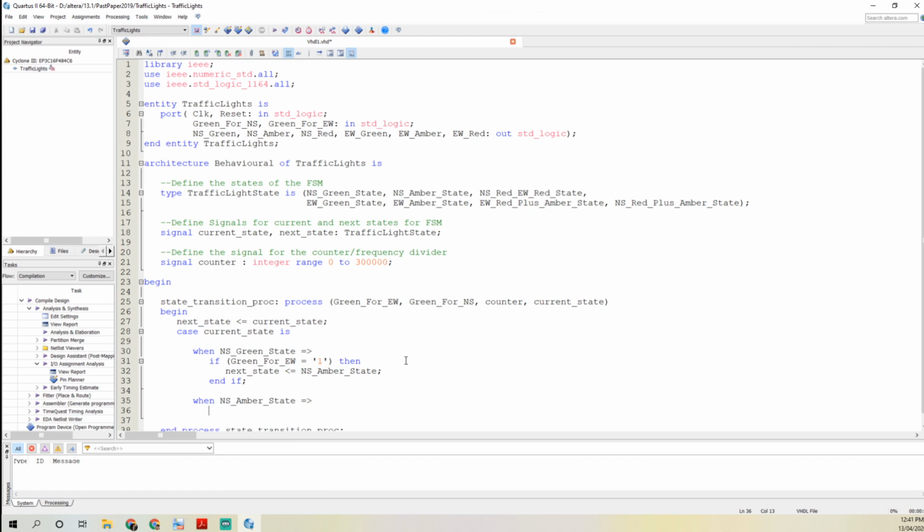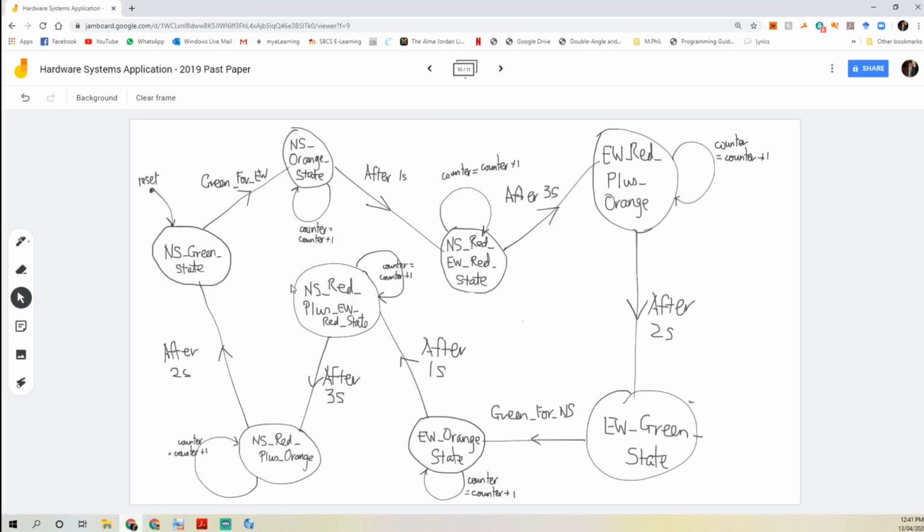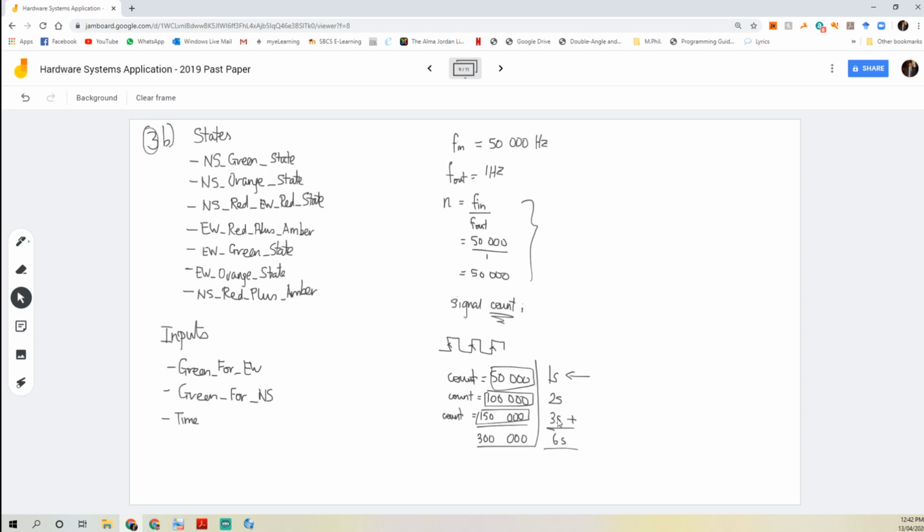Well, when I'm in the north-south amber state, in order to transition to the next process, I need to look at when 1 second has elapsed. In other words, I need to look at when the value of counter, which is being incremented in another process, is equal to some value that signifies that 1 second has elapsed. And when we were working this out here, we saw that for a 50 kilohertz clock, the elapsed time of 1 second corresponds to a value of count being equal to 50,000.